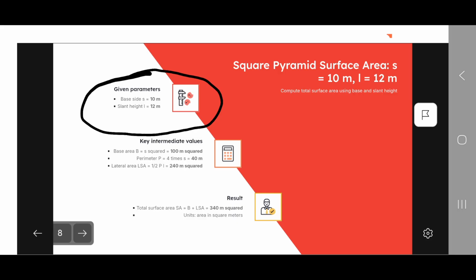Key intermediate values. Base area equals s squared equals 100 square meters. Perimeter is 4 times s, so 40 meters. Lateral surface area is half times the perimeter times l, which equals 240 square meters. So the total surface area equals B plus LSA equals 340 square meters. Units: area in square meters.